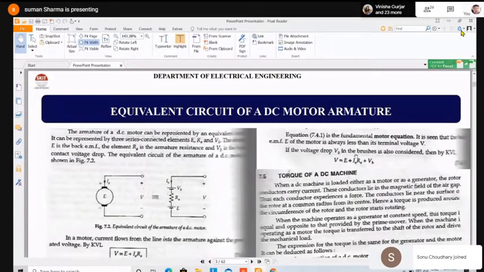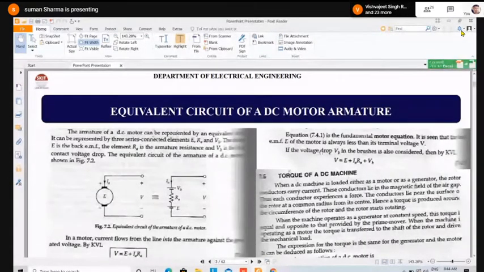So मोटर के केस में हमेशा इक्वेशन आएगी V is equal to E plus IARA. This is the control equation for motor. जनरेटर के केस में आएगी E is equal to V plus IARA. So remember this thing here.